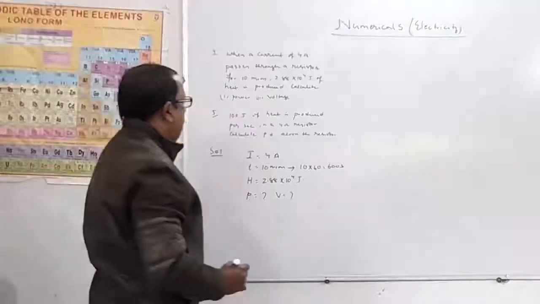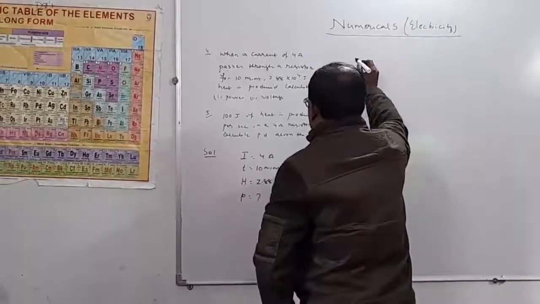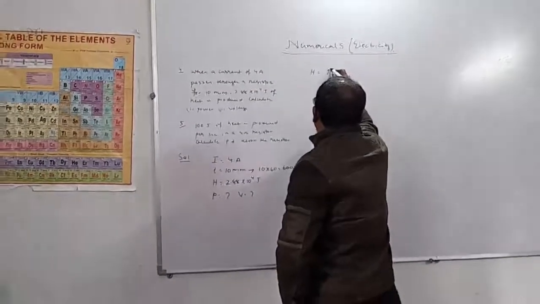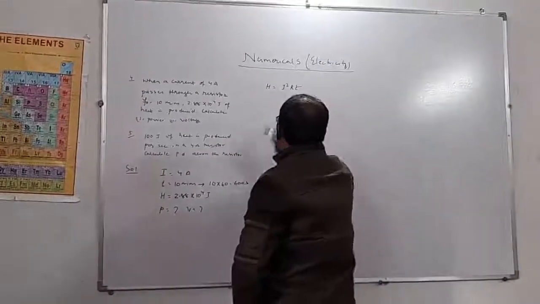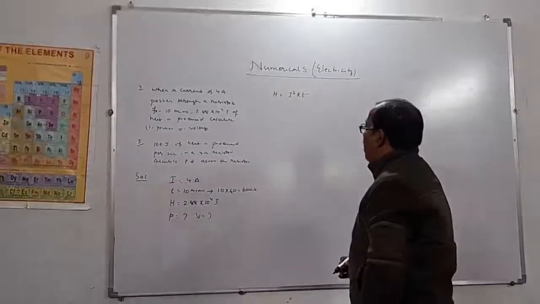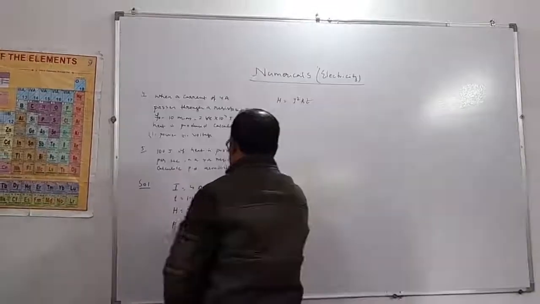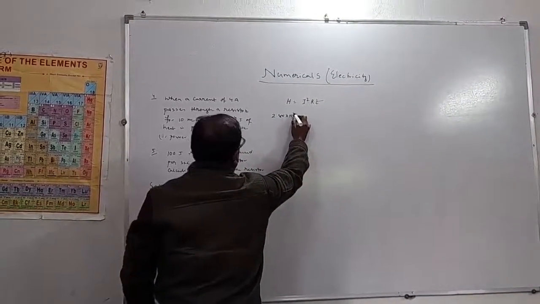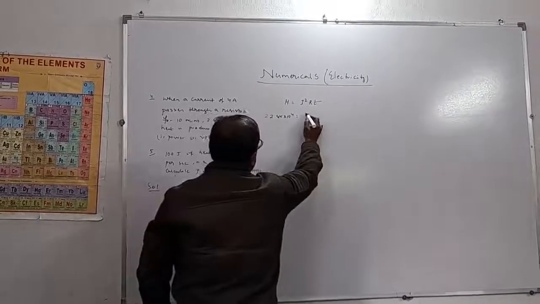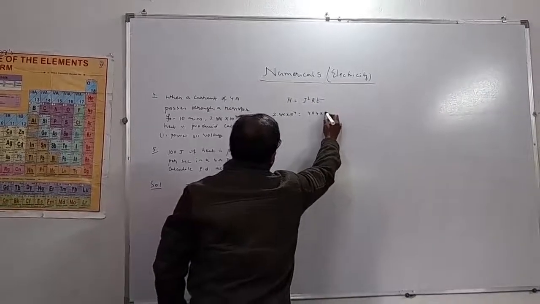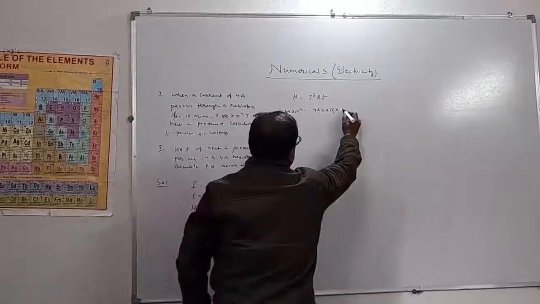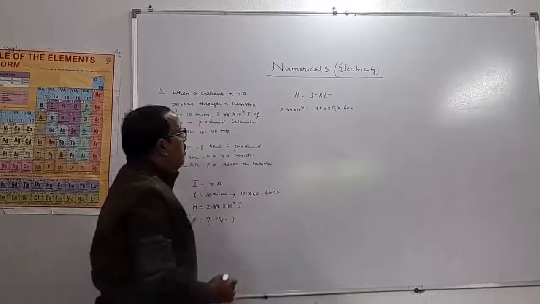So H is equal to formula I square RT. See, heat is given, it is 2.88 into 10 to the power 4. I is 4 into 4. Resistance is unknown and time is given, that is 600 seconds. So from here we have to calculate R first.